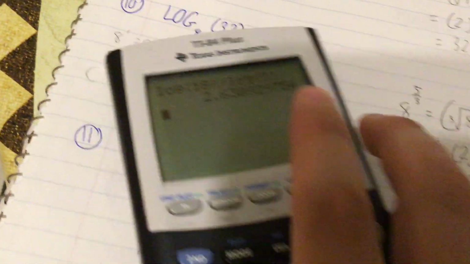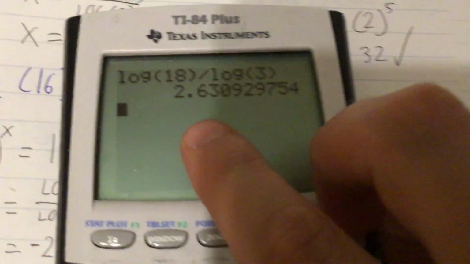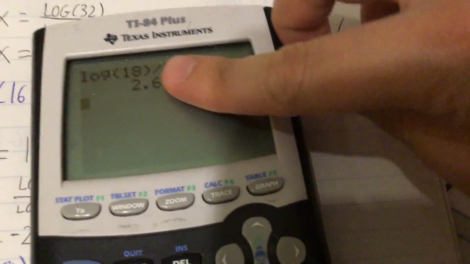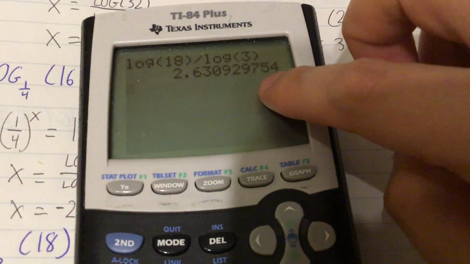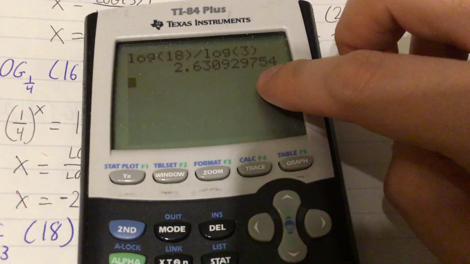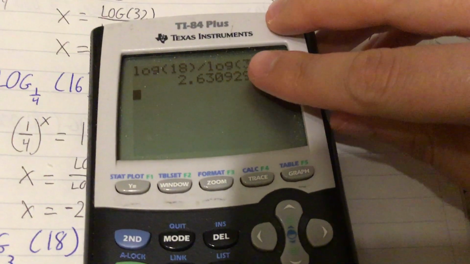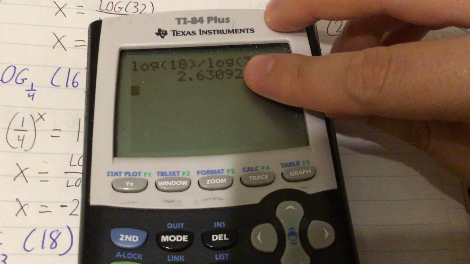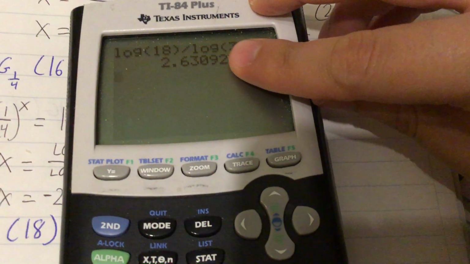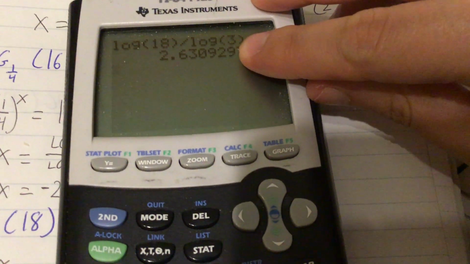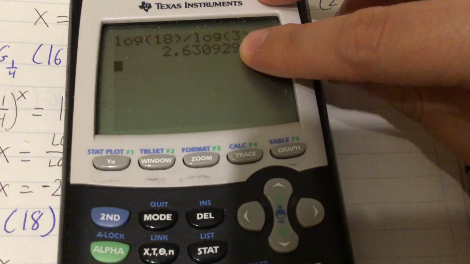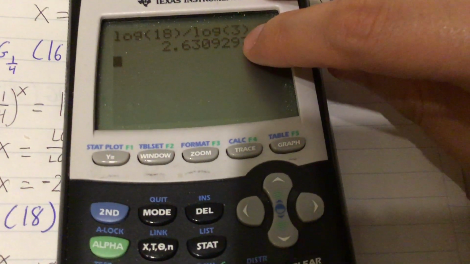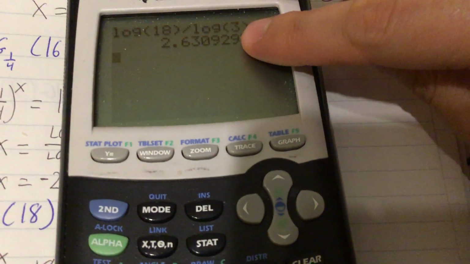So in this case, I get a huge number. Well, I mean, it's 2 point something, but you get the idea. I get this long decimal that doesn't seem to have a repeating pattern, so I'm just going to go to the 5th place. So I get 2.63092. What's the next decimal place? A 9. So does that mean I round up the 2 or round down the 2?